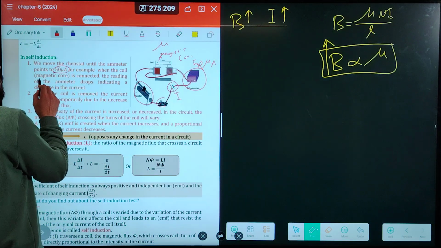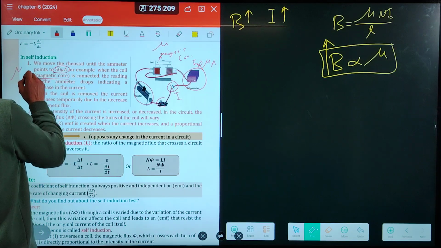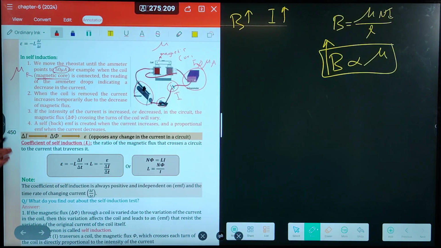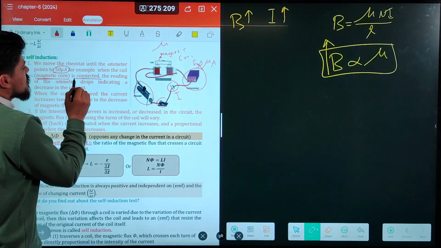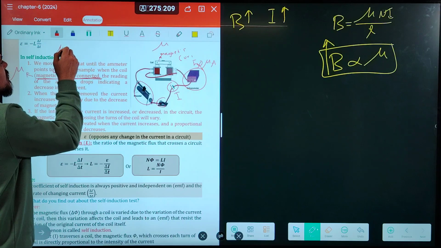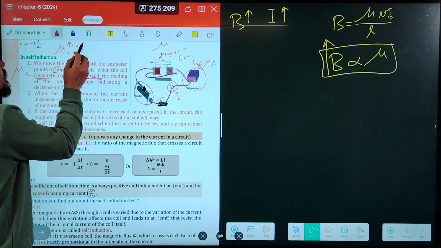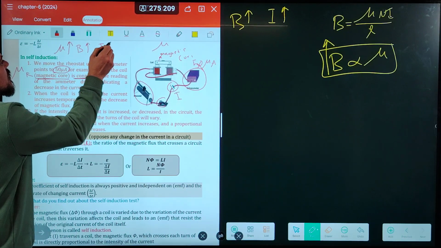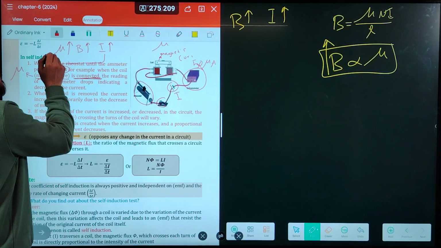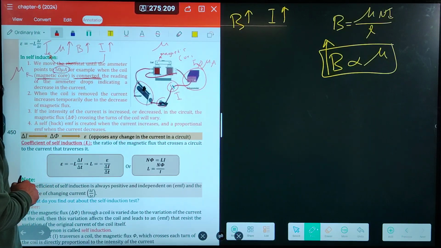For example, what do you mean by coil? Magnetic core, mu. The magnetic core is directly proportional to the magnetic field. When the magnetic core is connected, what happened to the permeability? Increases. What happened to the field? Increases. Induced current increases. This induced current is opposite to the current of the source.